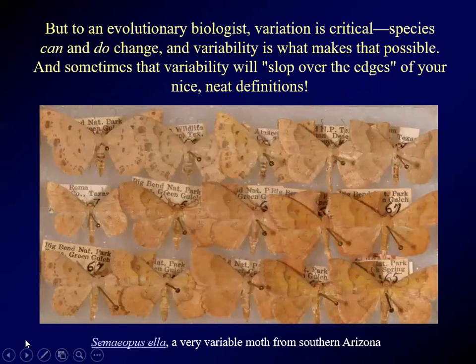Here's the thing, and here's why the Creation Research Society isn't so much wrong as they are 300 years out of date. In an evolutionary sense, variation is critical. To Linnaeus, variation just got in the way of your understanding of what the true essence of a species is. To an evolutionary biologist, variation is the raw material that makes evolution possible. Species can change, species do change, species vary.